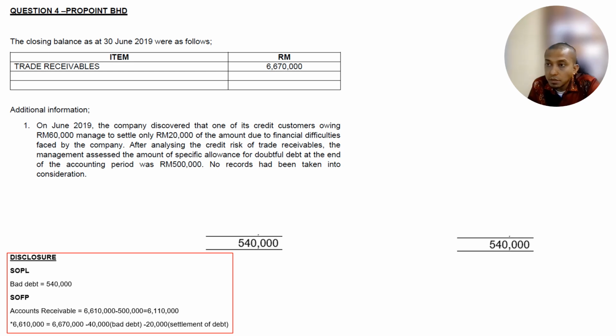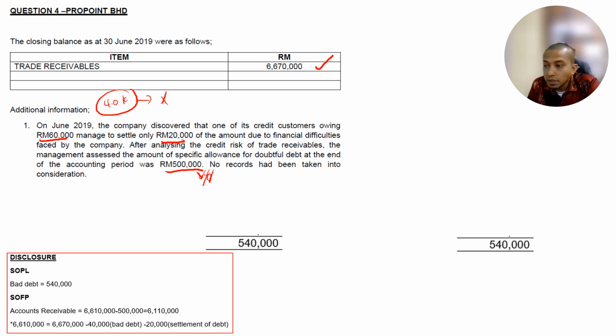All right, so next, the last one. The question gives us only a trade receivable here. The question mentions that in June 2019, the company discovered that one of the credit customers owing 60,000 managed to settle only 20,000. What does it mean? It means the difference, 40,000, is unable to collect, determined to be bad debt, due to financial difficulties faced by the company. So after analyzing the risk of trade receivable, the management assessed the amount of specific allowance for doubtful debt at the end of the accounting period was 500,000. So this one is the CD to the allowance for doubtful debt.